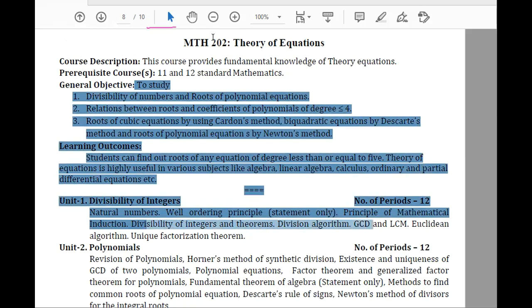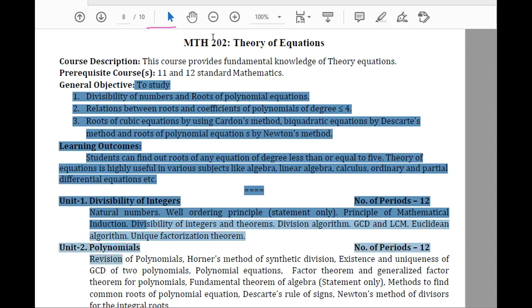That is, when we divide one integer by another, what is the relation between divisor and dividend. Then we will find GCD and LCM, and the Euclidean algorithm to find this GCD, and finally the unique factorization theorem.